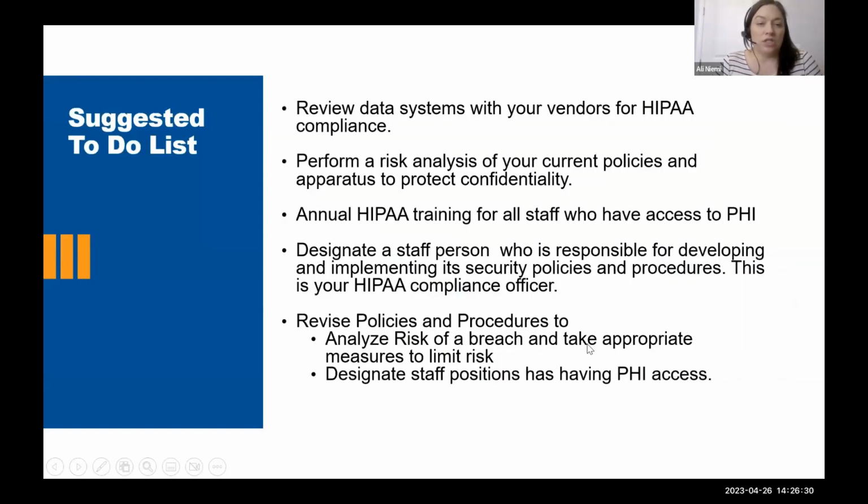So here is a suggested to-do list. We already mentioned reviewing the data systems with your vendors for HIPAA compliance. The other thing to think about is I worked with a number of agencies that don't have electronic health records, but they have case management software that they use to keep track of case notes and client information. So don't forget about that part of it either. Perform a risk analysis of current policies and apparatus.